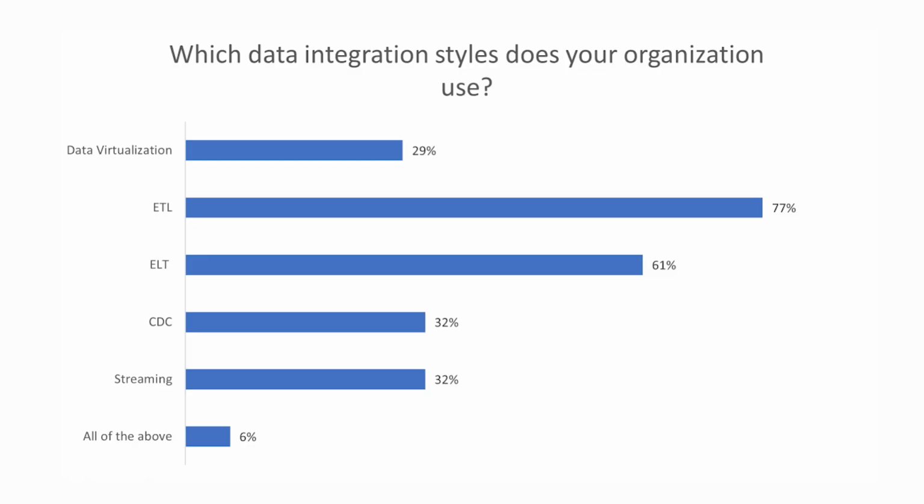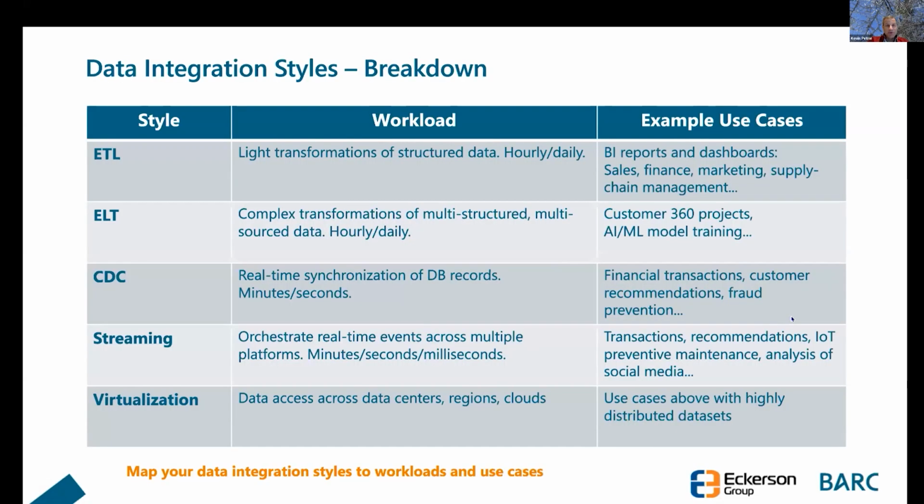Okay, so this is interesting. 29% data virtualization, 77% ETL. Okay, that's not surprising. ELT 61%, CDC 32, and streaming 32. All of the above 6. Okay, so we can see from the percentage responses here that not many folks are choosing all of them, but a number of folks are choosing more than one, 2 or 3. And that fits with a pattern that I will show on the next slide.